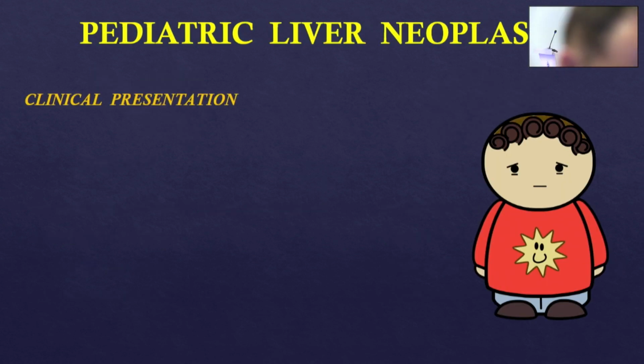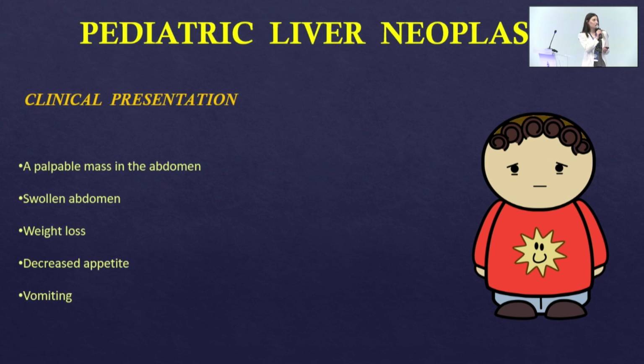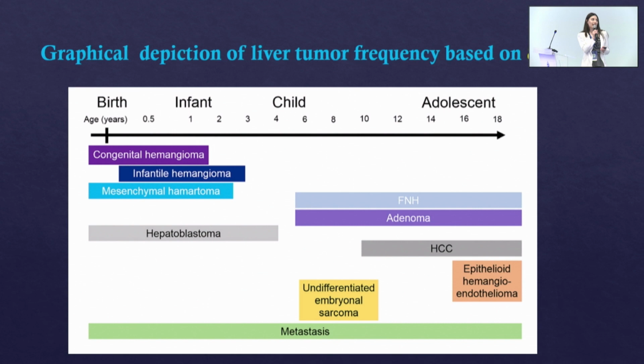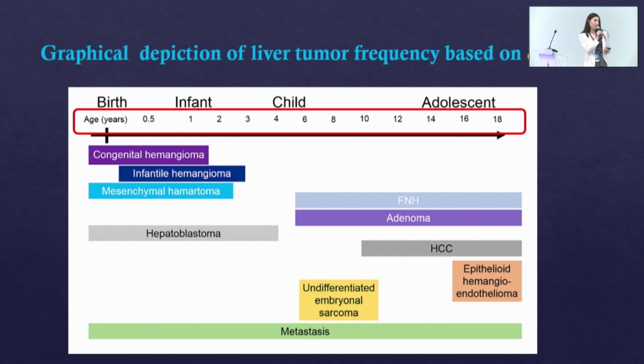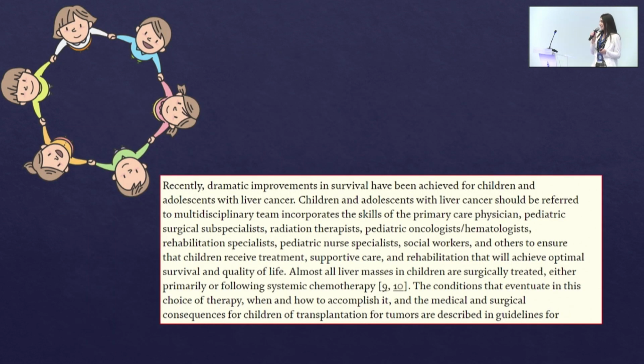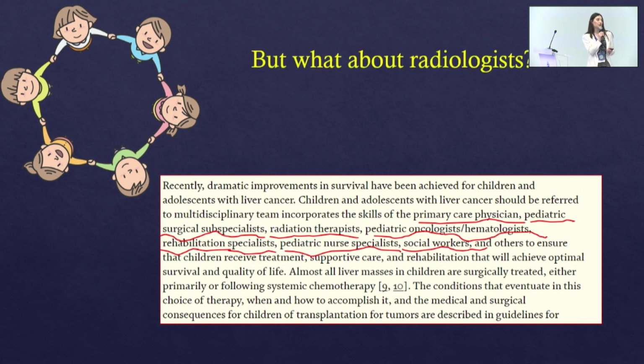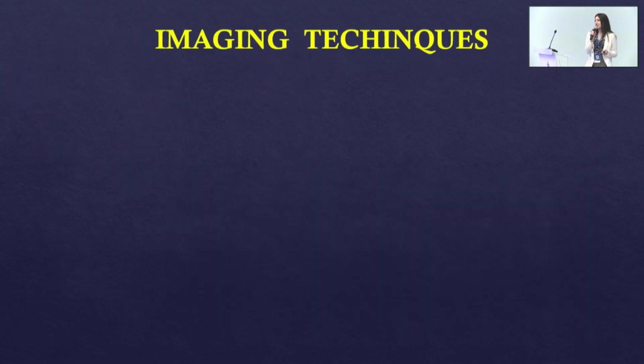So clinical presentation usually includes a palpable mass in the abdomen and some constitutional symptoms. And the age of the patient is a very important consideration in the differential diagnosis. Next, when I was preparing for this report, I found an article about pediatric liver cancer, and it says that children who have liver cancer need a special team which includes different specialists, but I couldn't find the word radiologist in the article. So I have a question, why?